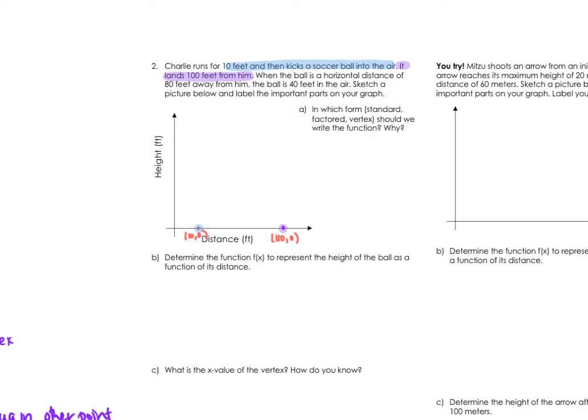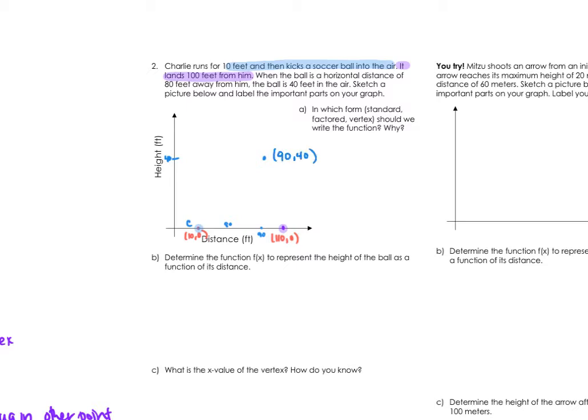Then it says when the ball is a horizontal distance of 80 feet away from him. Again, he is right here. This is where Charlie is. 80 feet from him is going to be right here, and if this is 80, that means this point is going to be at 90. The ball is 40 feet in the air, so I'm just going to put a dot where the ball would be. This is 40 feet. So 80 feet from him, 40 feet in the air. That means the coordinates of this point are going to be (90, 40).